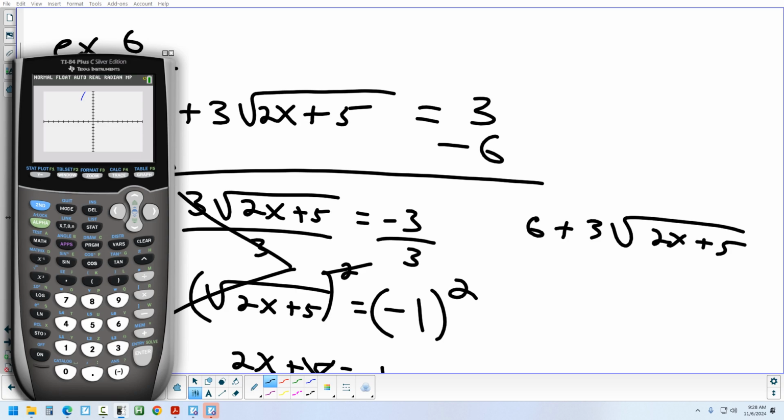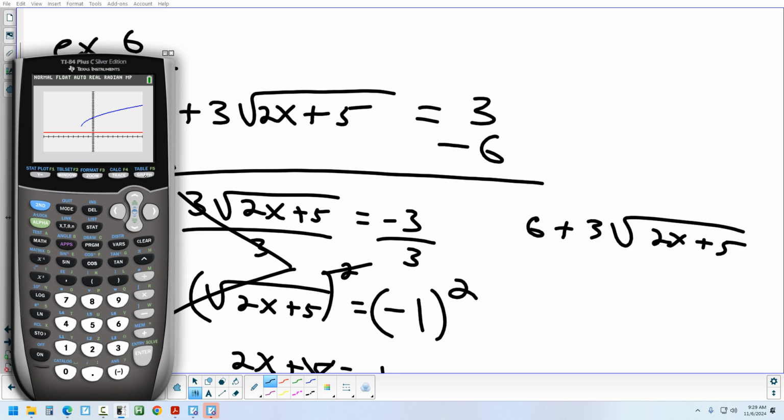Well, it's not a good window. You might be able to see what's going to happen, though. Let me set my y max higher. Let's put it at like 30. Okay, so there's y1. There's y2. Where do they cross? They don't cross. So this one has no solution.